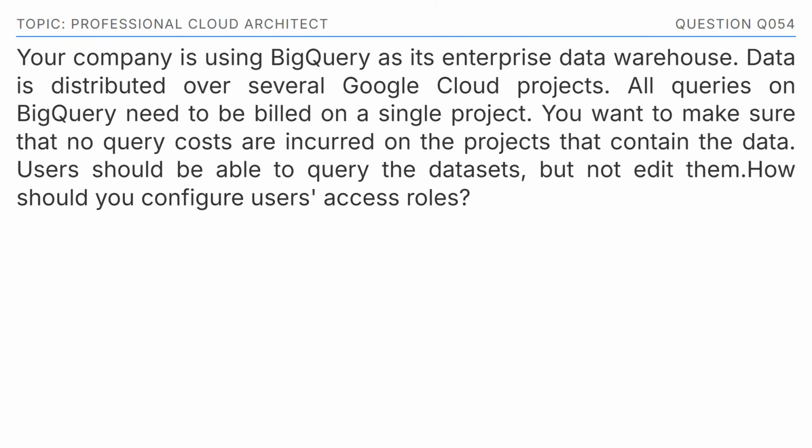Your company is using BigQuery as its enterprise data warehouse. Data is distributed over several Google Cloud projects. All queries on BigQuery need to be billed on a single project. You want to make sure that no query costs are incurred on the projects that contain the data. Users should be able to query the datasets, but not edit them. How should you configure users' access roles?